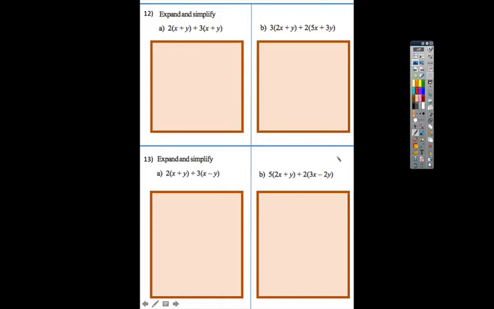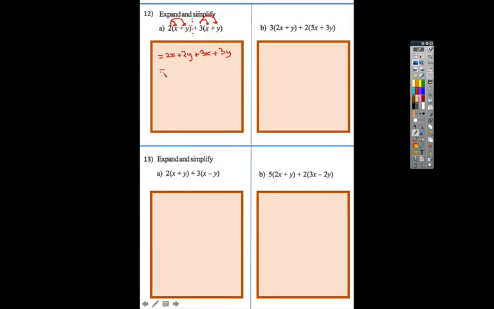Right, expand and simplify. Right, what we need to do is pretend there's a barrier there. Okay, remember there's a barrier there, and then we're going to expand this, and then we're going to expand that, and then we're going to simplify. And remember, the sign on the left belongs to this term, so this is a positive 3. So now we just have to do 2x times x, which is equal to 2x, and 2 times y is equal to plus 2y, and plus 3 times x, plus 3x, and plus 3 times y is plus 3y.